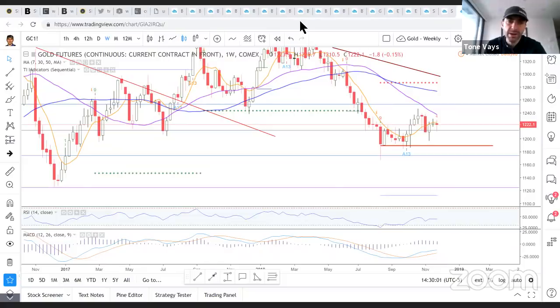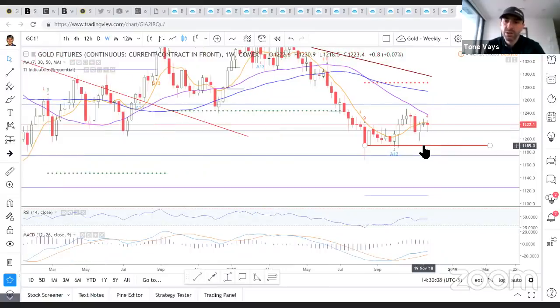Oh, views on oil. I haven't looked at oil in a while. Let me see. Here's gold. Gold, no opinion. It's going to go back. Once gold goes below the red line, this sucker is going to go below $1,000. We can look at oil.